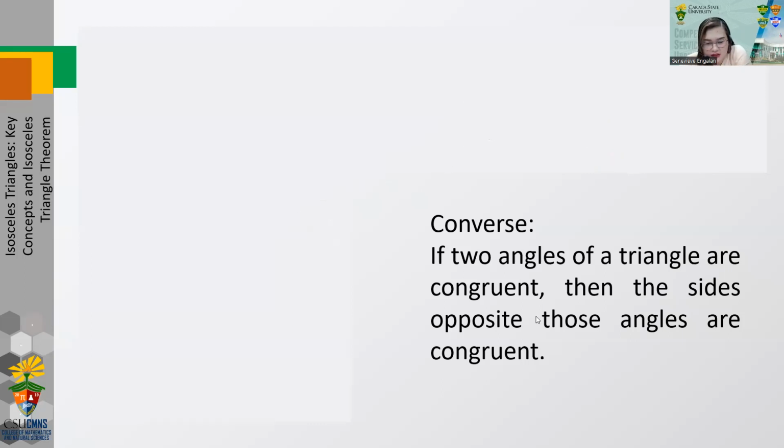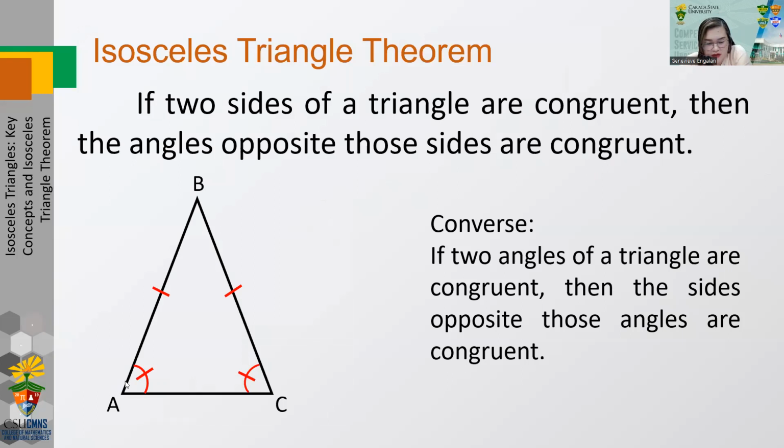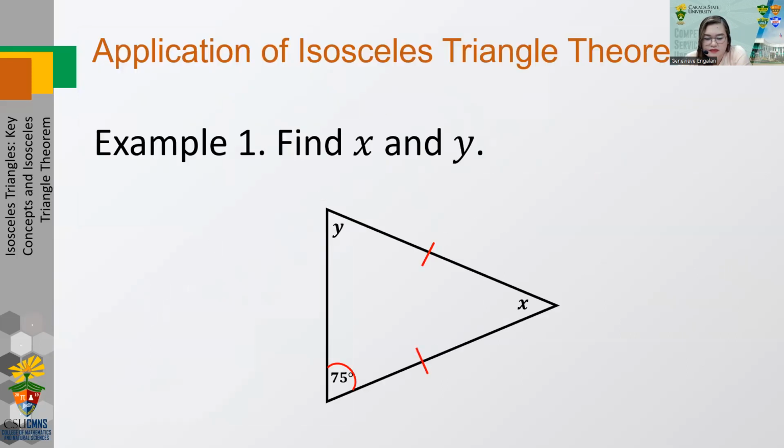Okay. So, again, ang given is, ang kini sila ang congruent, i-prove ninyo nga congruent ang sides. So, you can use two-column proof or direct proof. Okay, let's have the application of isosceles triangle theorem. So, find x and y.